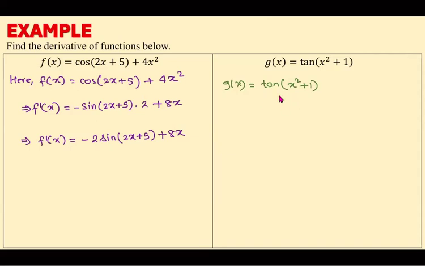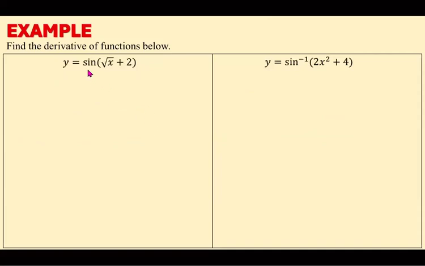So we use the chain rule, g prime x equal to the derivative of outside function, keeping the inside same. Derivative of tangent is secant squared. Keep the inside same. Then multiply by the derivative of inside function. Derivative of x squared plus 1 is 2x. So you can simplify and write like this. g prime x is equal to 2x times secant squared x squared plus 1. Okay, few more to go.